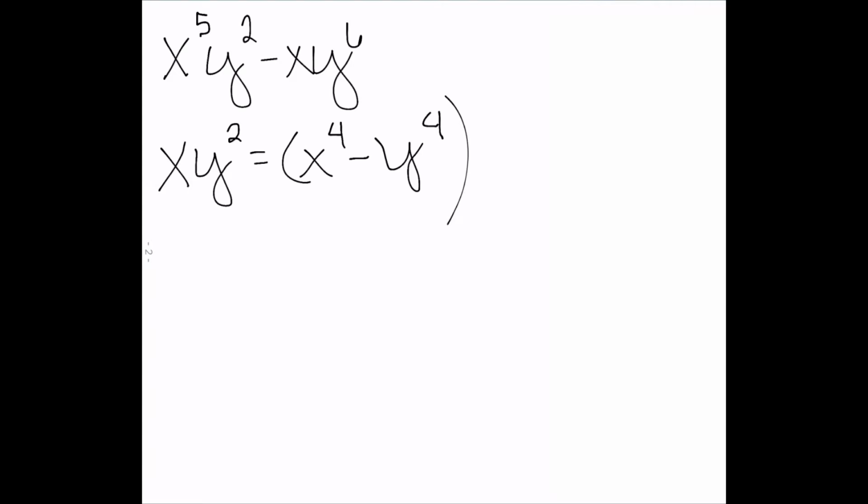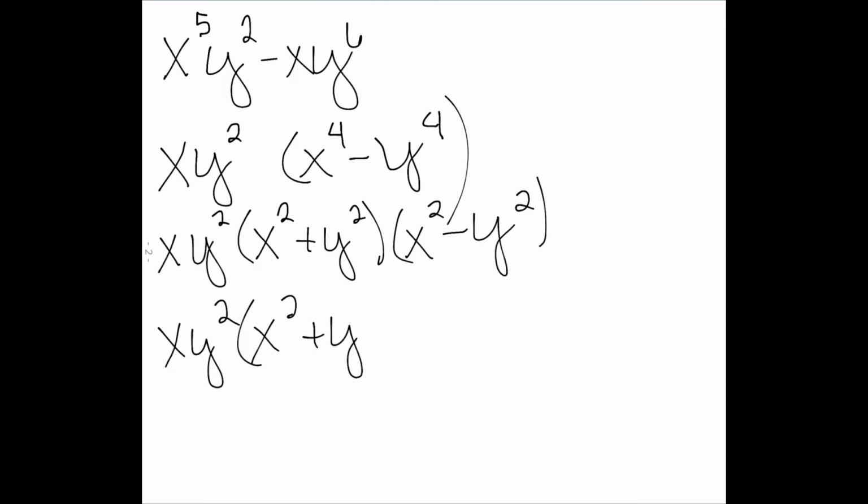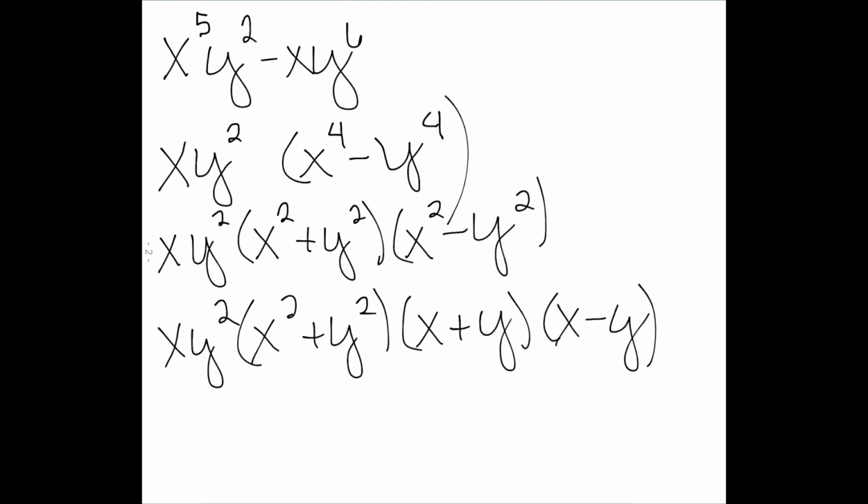And I'm not quite sure why I wrote an equal there. Well, now that can factor even further, and it is still one of our special factorizations. It would factor into x squared plus y squared and x squared minus y squared. And that x squared minus y squared continues to factor. The first parentheses doesn't factor, that's as far as we can go. But this would then go into x plus y, x minus y.